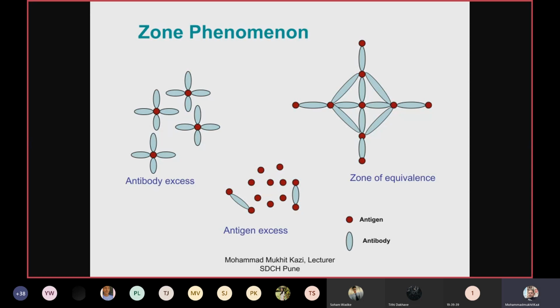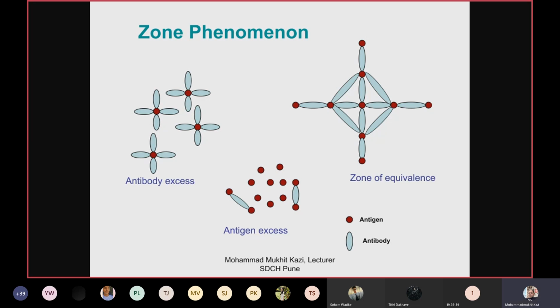Before going to learn the actual precipitation and agglutination reaction, we must know the concept of zone phenomenon. What is the zone phenomenon? You can see here, there are three diagrams representing it. The red dot represents the antigen, and the slightly bigger oval shape is the antibody, just to understand the concept of antigen-antibody.